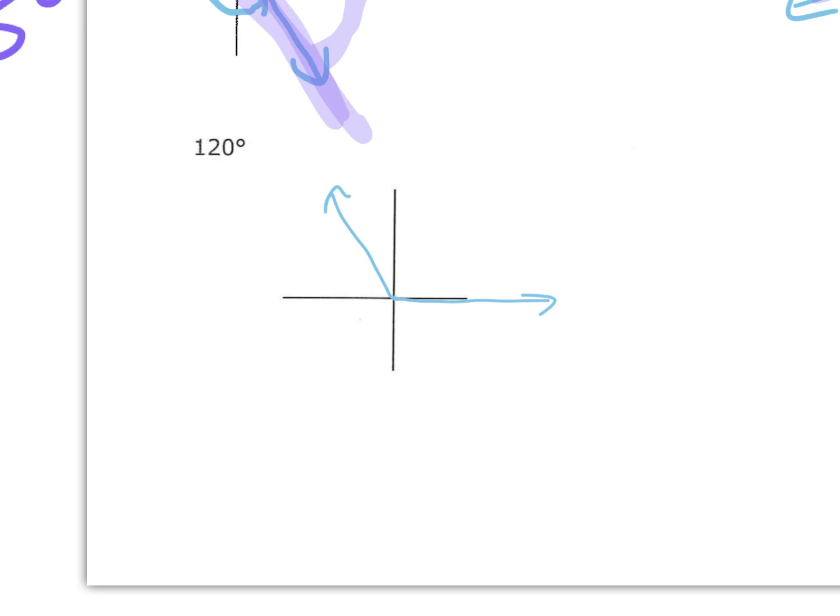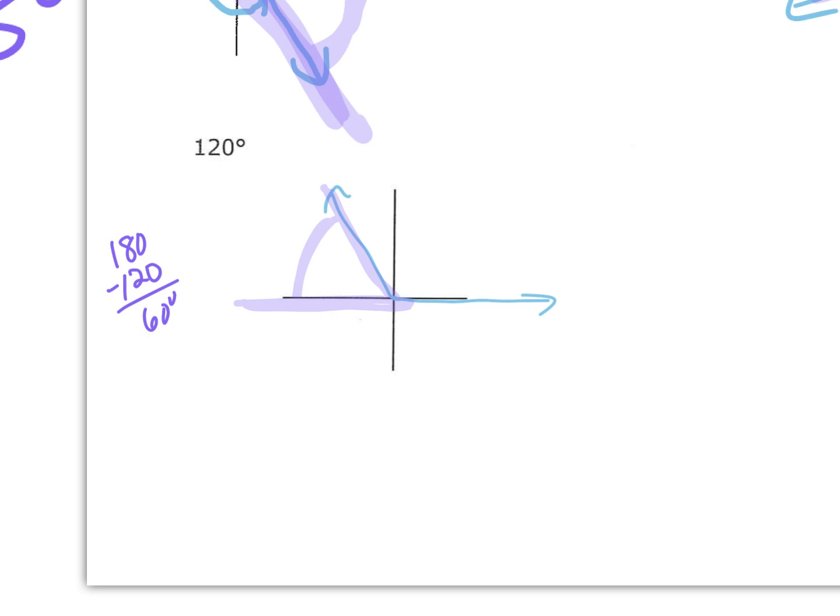All right, 120 degrees. So this is an angle in quadrant 2, right? Here's my terminal side. This is how we get to the x-axis. So that is the distance that we are looking for. That is our reference angle. So that means we are doing 180 minus 120 and we get 60 degrees.